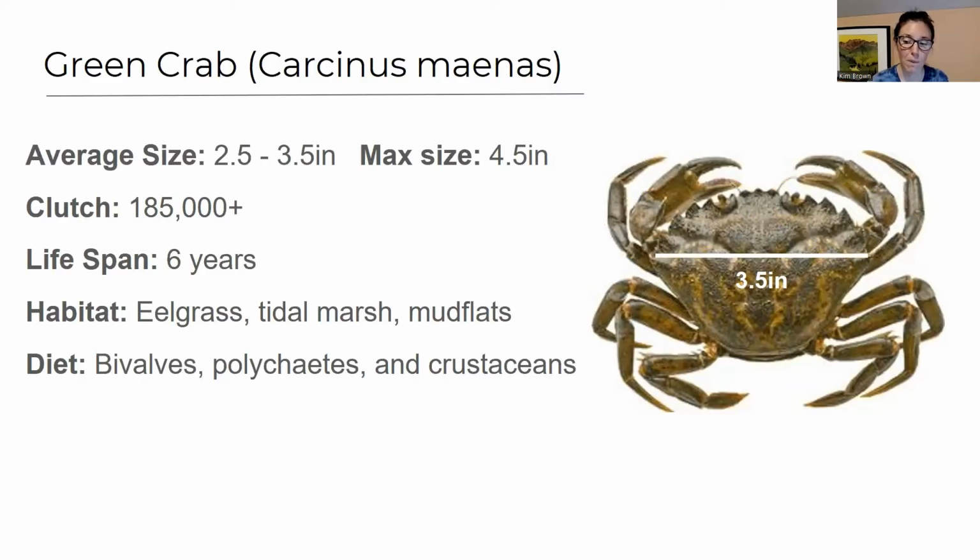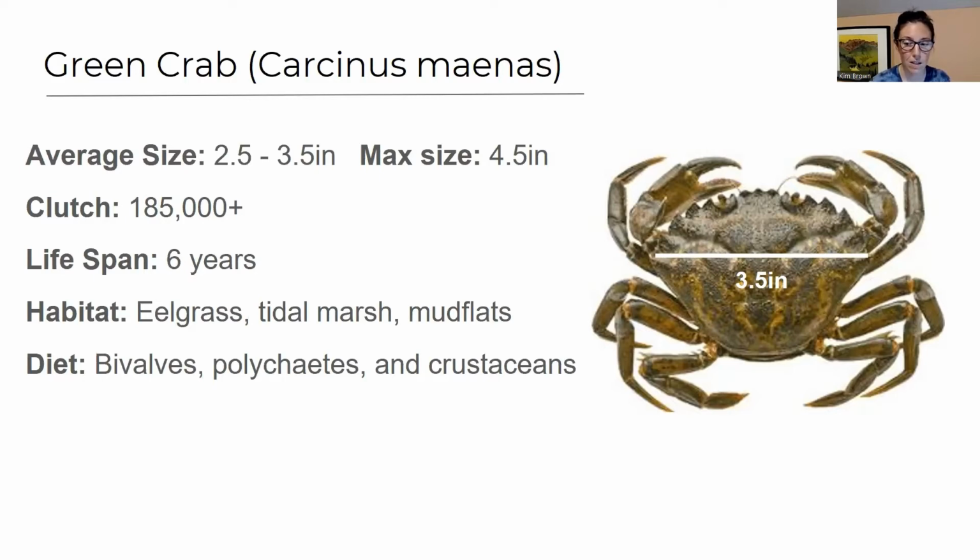A female can spawn up to 185,000 eggs and can have 1 to 2 clutches a year. And a clutch is just a batch of eggs. And these crabs can live up to 6 years. So you will typically find them in the rocky intertidal, tidal marsh, or mudflats and eelgrass beds, though adult green crabs do go to deeper waters during the winter.